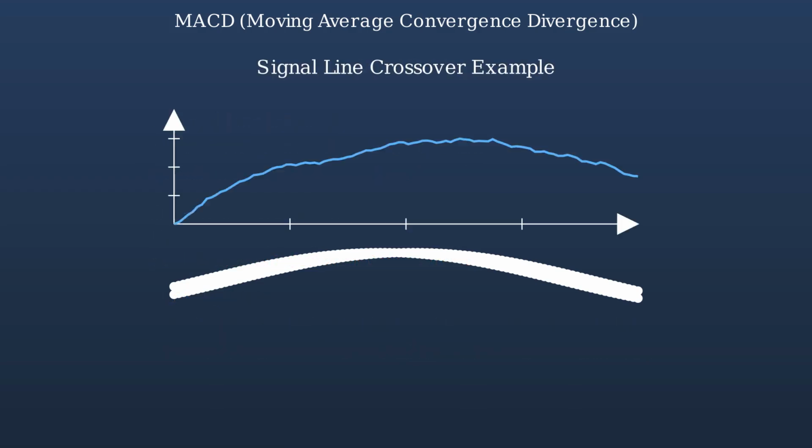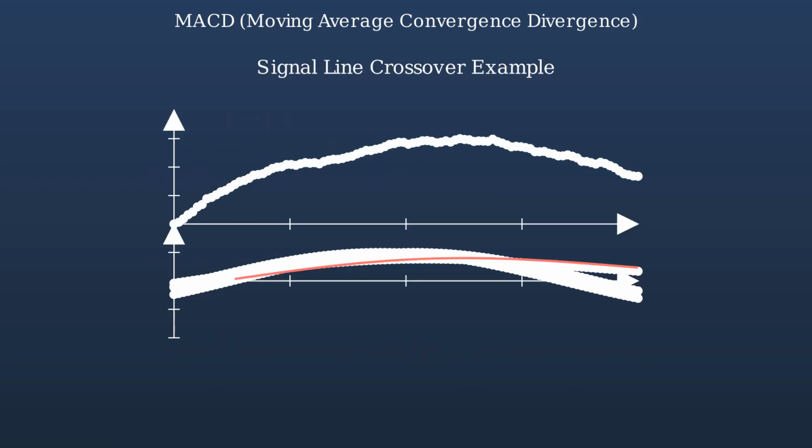Let's look at a practical example of signal line crossovers. When the MACD line crosses above the signal line, it generates a bullish signal, suggesting a potential upward movement in price. Conversely, when the MACD line crosses below the signal line, it generates a bearish signal, indicating a potential downward movement. Traders often use these crossovers as entry or exit points for trades.